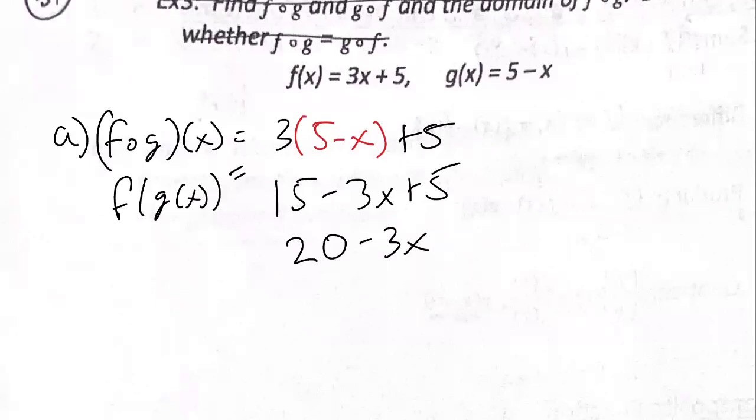They didn't even have any questions. You always like to write it in standard form, so negative 3x plus 20.